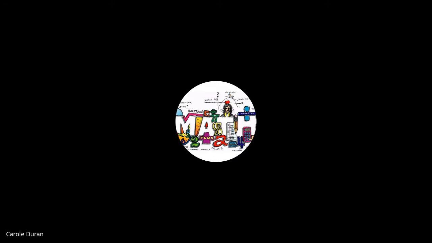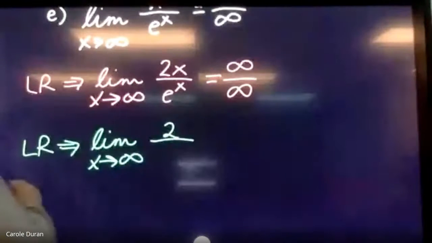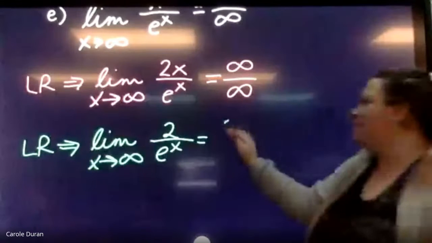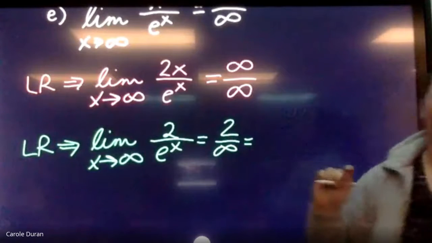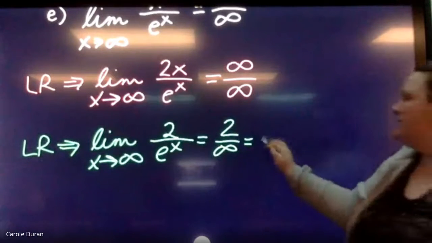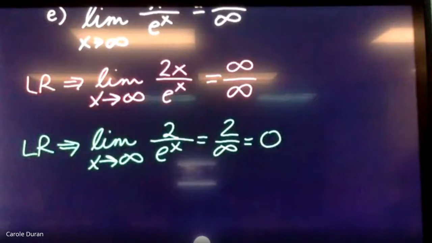L'Hopital's rule again. So now I'm going to have the limit as x goes to infinity of, what's the derivative of 2x? 2. And what is the derivative of e to the x? e to the x. And I get 2 over infinity, which equals what? Zero. Little over big equals little. Big over little equals big. It's the best way to remember that.